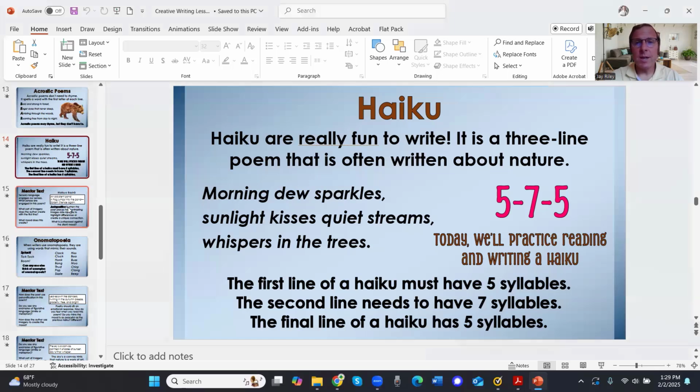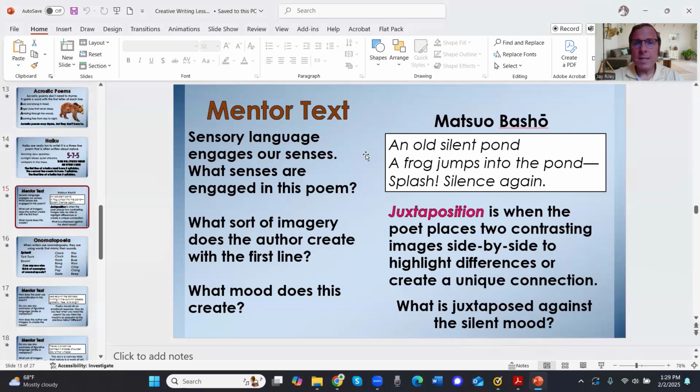So let's take a look here. This is a poem by Matsuo Basho, who is a Japanese poet. He's a haiku master. And this poem says, "An old silent pond. A frog jumps into the pond. Splash! Silence again." So he uses sensory language here, and he creates imagery for the reader.